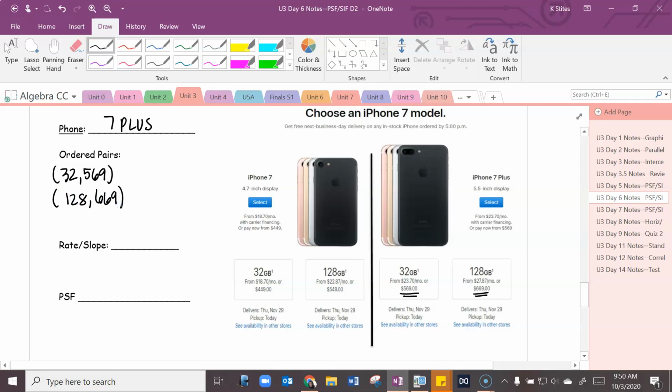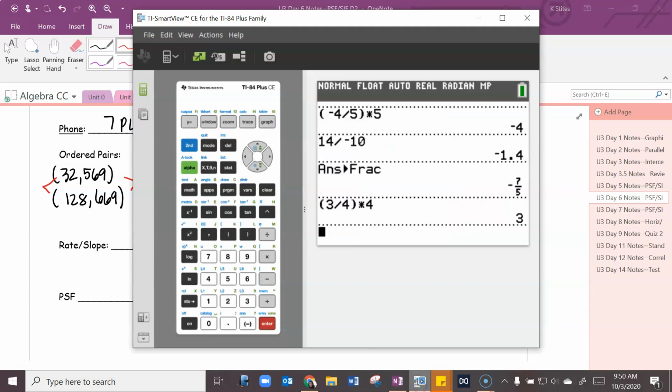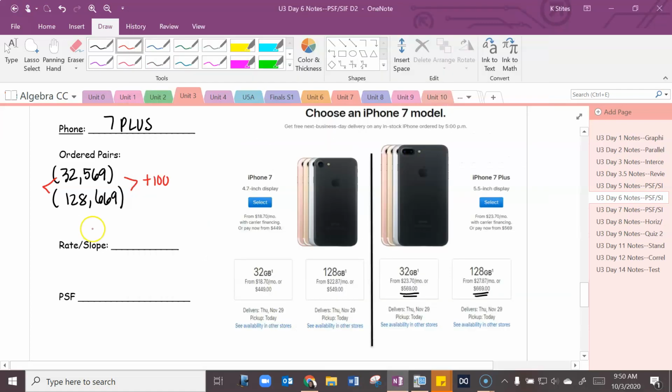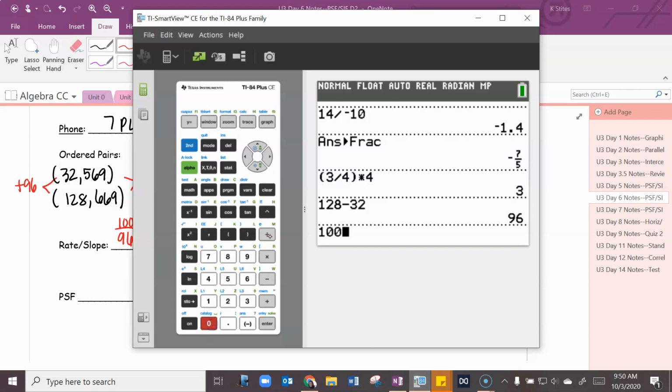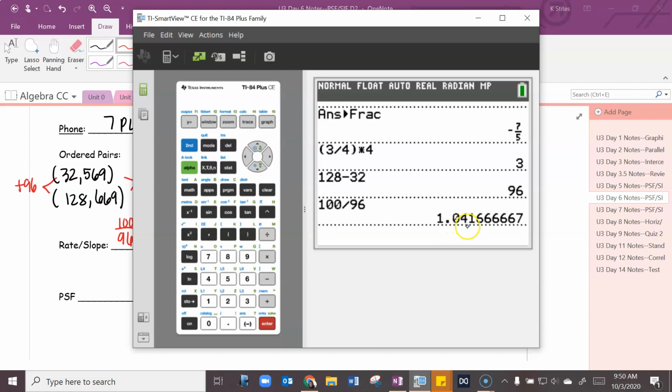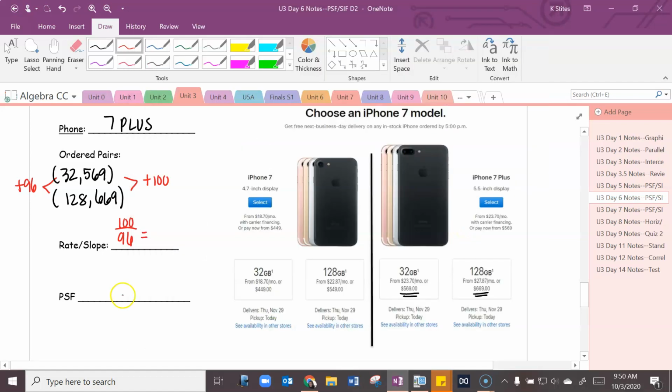And now I'm going to find my rate or my slope. I'm going to do my jumps this time instead of my slope formula. 569 to 669 is plus 100. 32 to 128, let's see. That's a 96. All right, so let's divide these to find our slope. 100 divided by 96. It's going to be a decimal. We'll do nearest hundredth, so 1.04 is what this would round to.